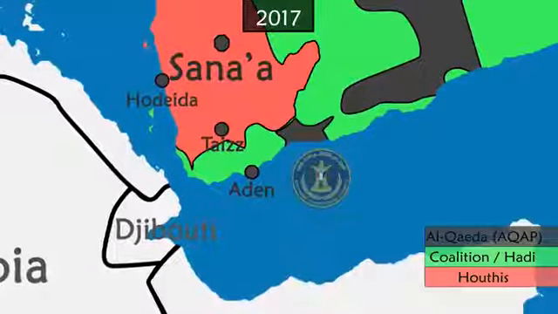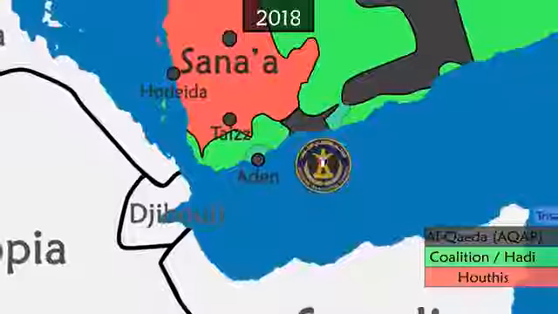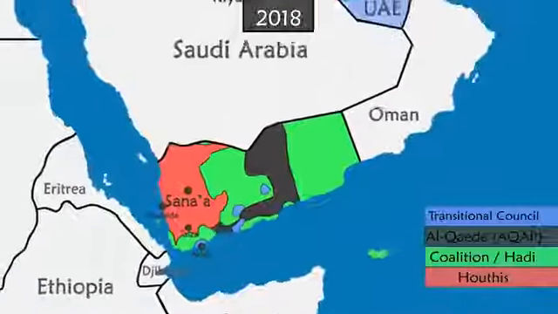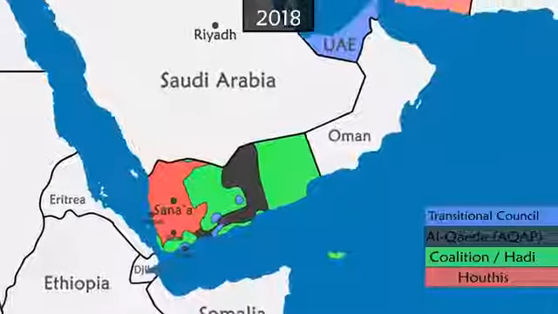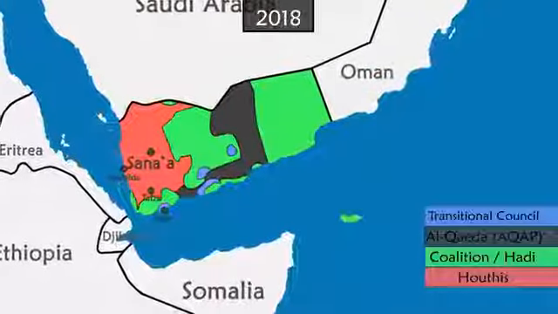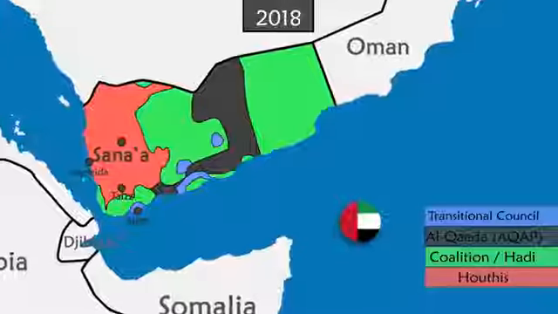The Southern Movement creates the Transitional Council, a secessionist organization that quickly takes control of the city and the presidential palace. The group receives support from the United Arab Emirates, which distances itself from the coalition. The Emirati focus on Al-Qaeda and peddle their influence on the Yemeni island of Socotra, on which they set their sights.